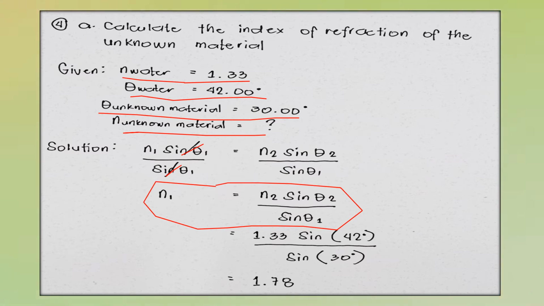Okay. Next is to substitute the given. For n2, we have 1.33 sine 42 degrees divided by sine 30, and that is 1.78. So the index of refraction of the unknown material is 1.78.